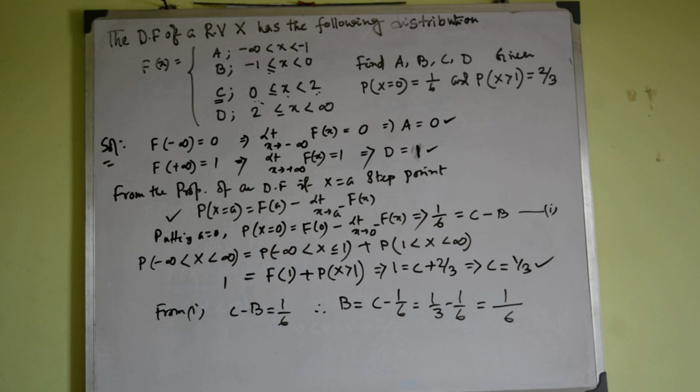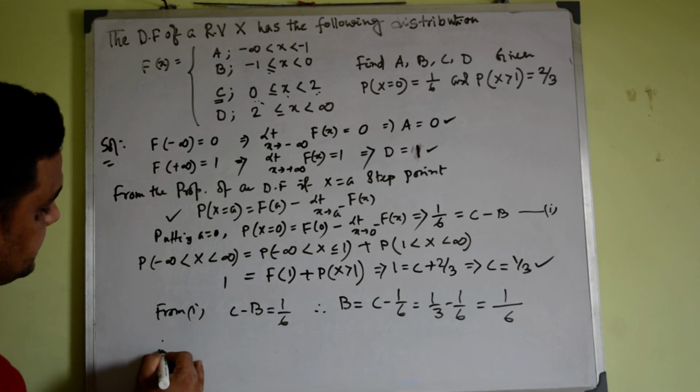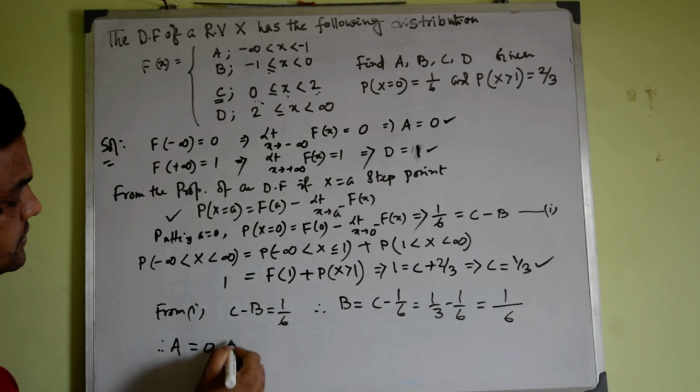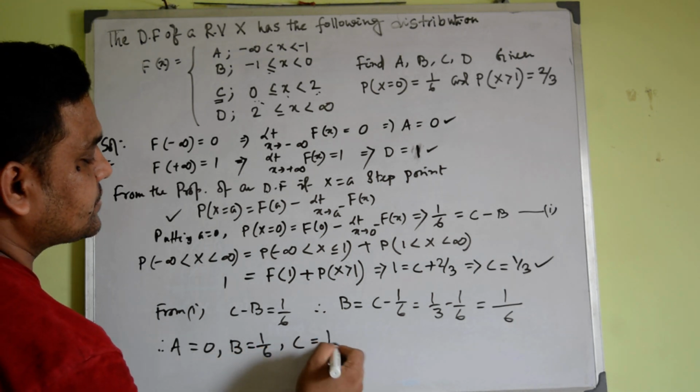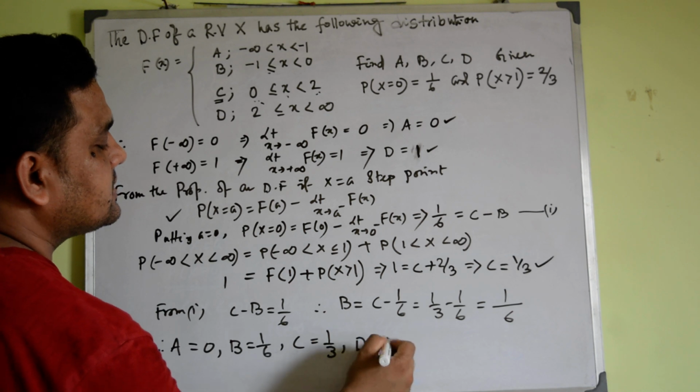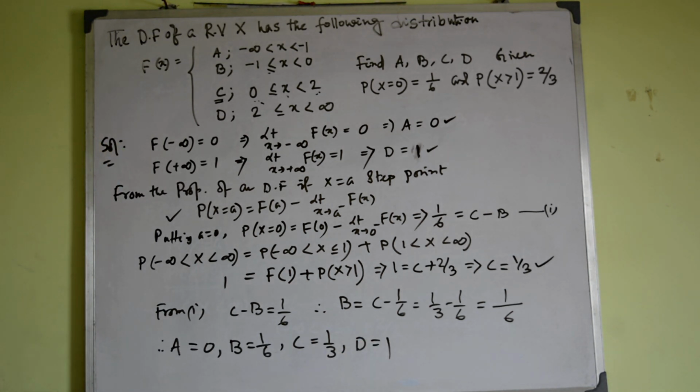So what is the value of a, b, c? Therefore we get a equal to 0, b is equal to 1/6, c equals 1/3 and d is equal to 1. So done. It's a very simple problem.